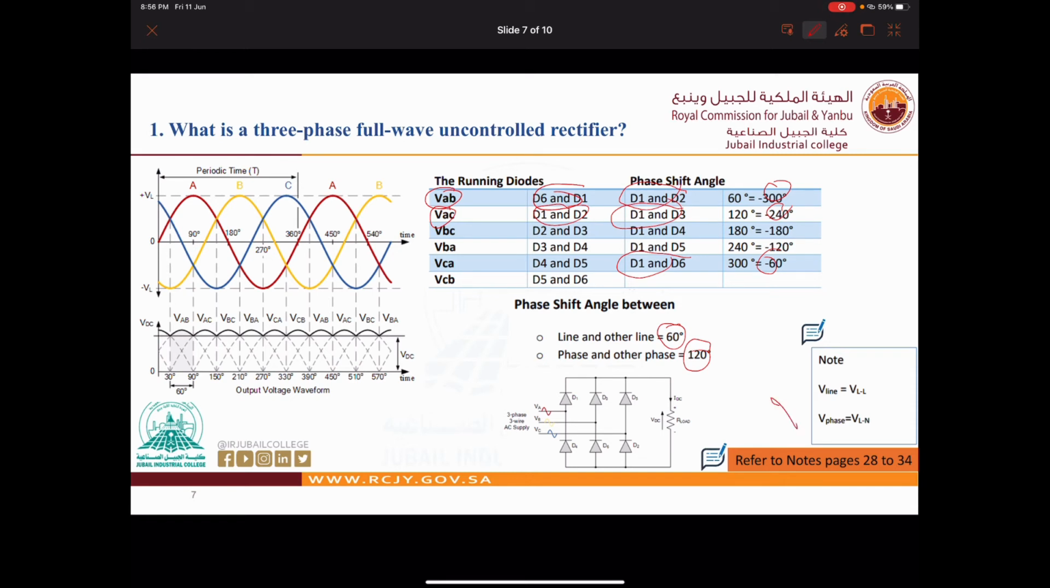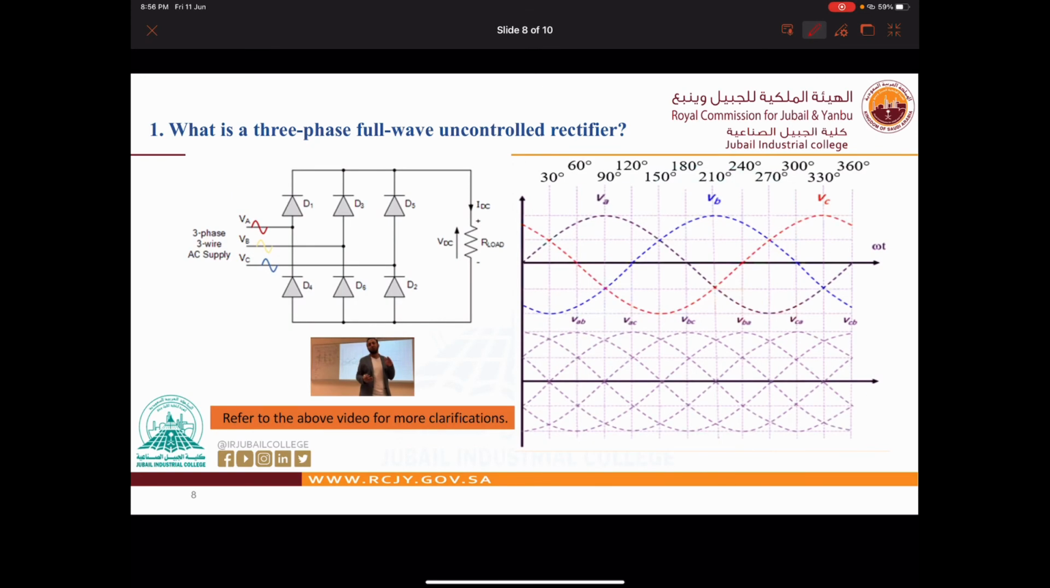Please refer to notes pages 28 to 34 in order to understand and see the voltage of each diode and the current of each diode. You can see it in the waveform, guys. Also here, you can refer to this video.